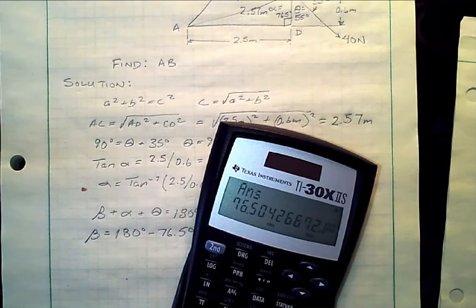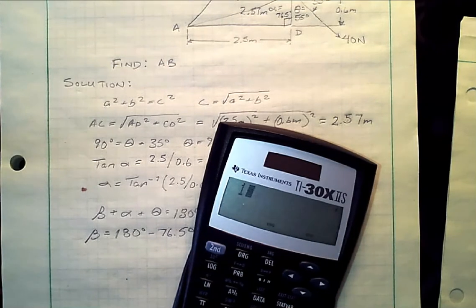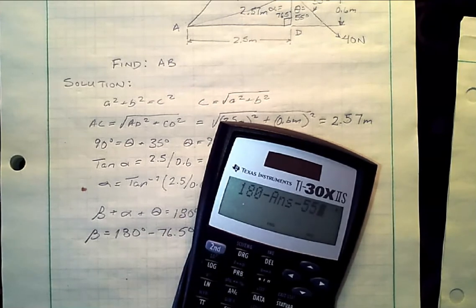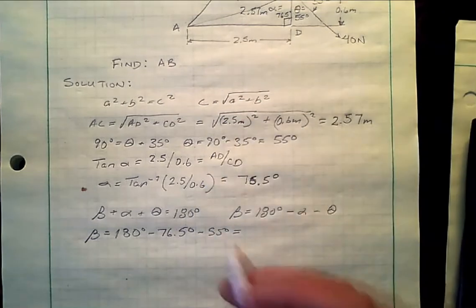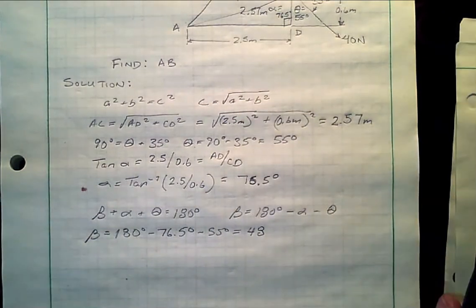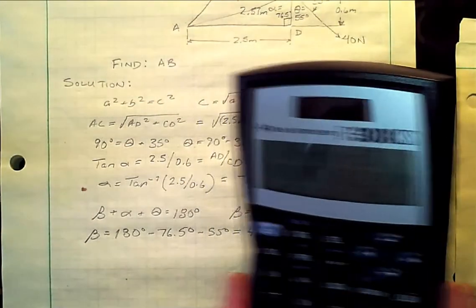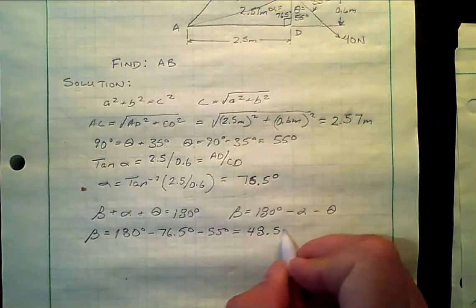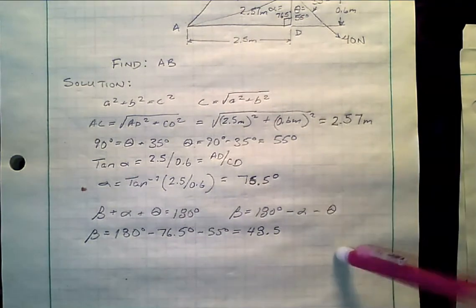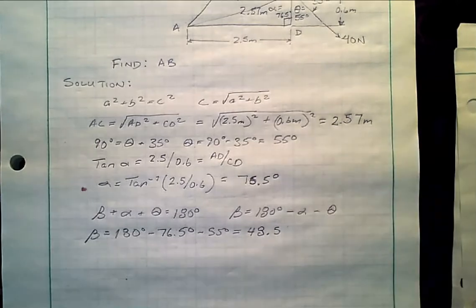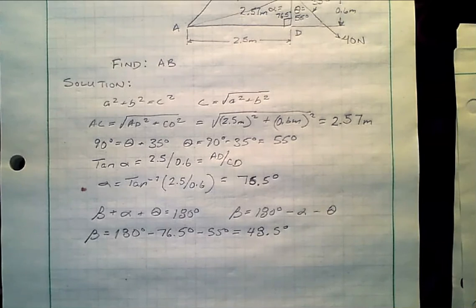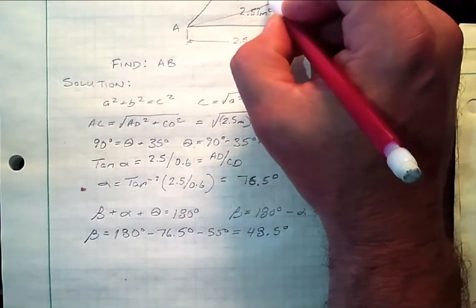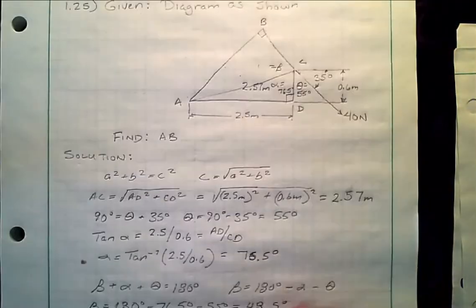So we can just say 180 minus, put that answer in, and minus 55. Again, avoiding round off. And what you're left with is 48.49, so we're going to round it up to 48.5 degrees, right? Still doesn't get us to AB, but now keep in mind we've got a situation where we now know that this is 48.5.